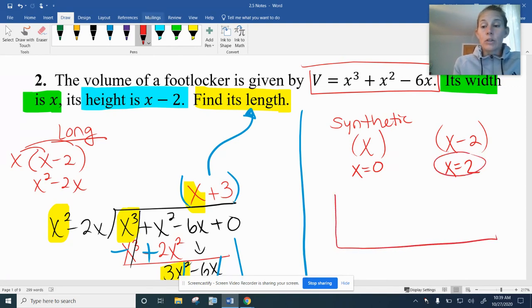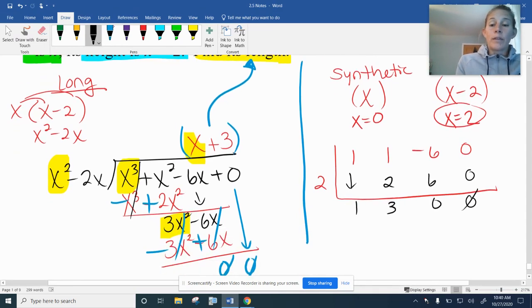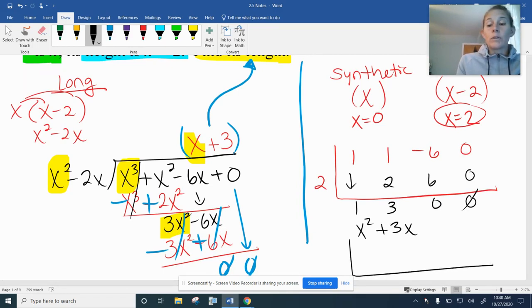So I'm going to pick the 2 first, and I'm going to put in my coefficients, which are 1, 1, negative 6, and 0. I'm dividing out this 2. And of course, that's my remainder. So that would have left me with x squared plus 3x. However, I'm now going to divide out the 0 from that. And it's really plus 0 there, right?